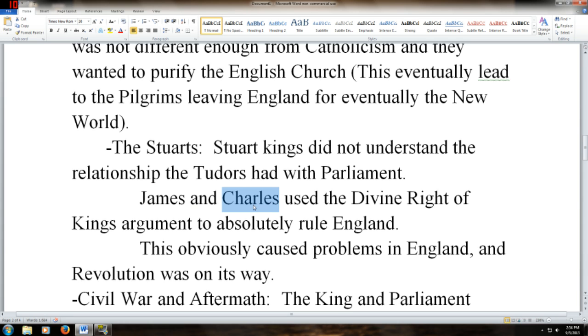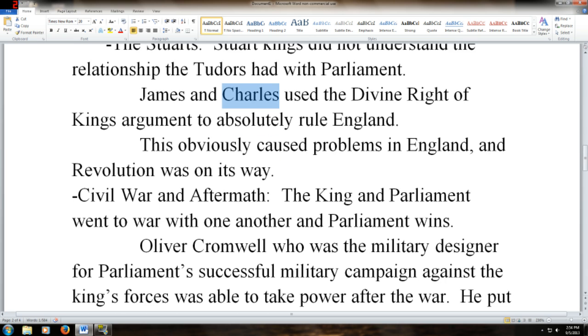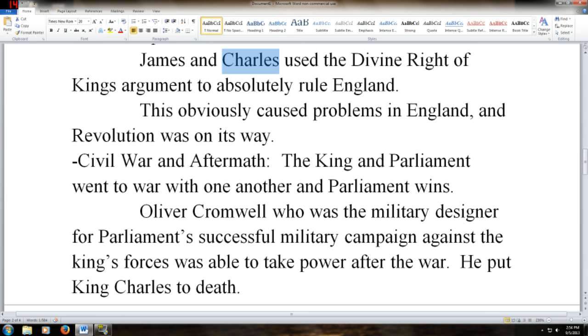He gets rid of it for about 11 years, and they're locked out of their chamber and can't do anything. This obviously causes a problem in England between the parliamentarians, the people who want a parliament, and the people who are on the side of the king. So that leads to a civil war. Supporters of the king and supporters of parliament go to war with one another.